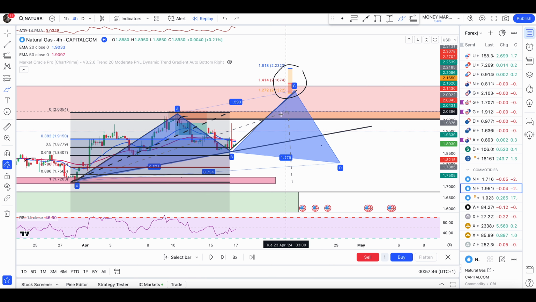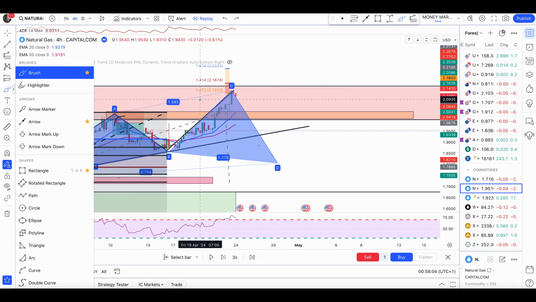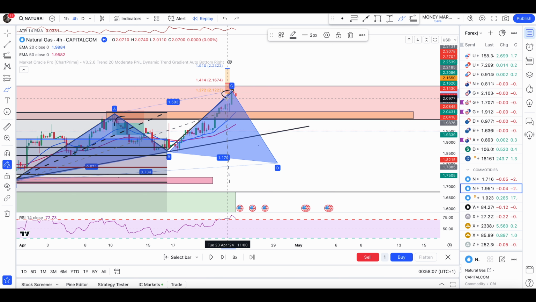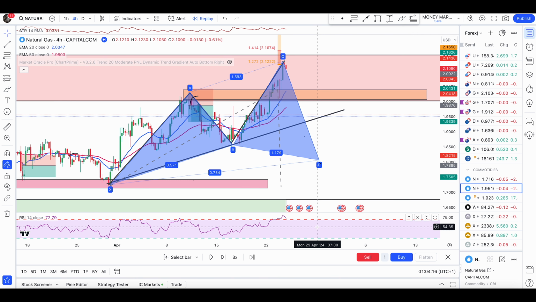Now, for a valid C, I want to see a pullback to my extension level at least till 1.272. And let's see if we get that. Right here, price has formed and hit a level which is point C. And now we are looking for a final leg, which is point D. And how do we get point D?